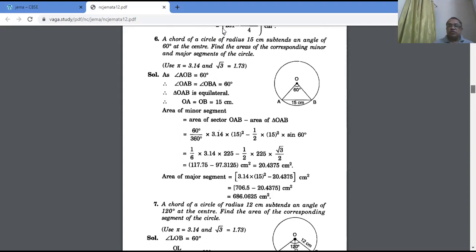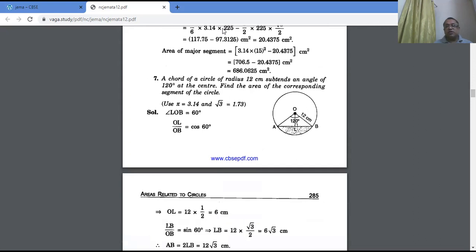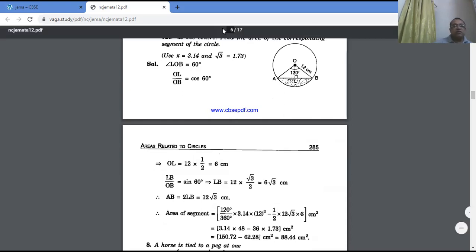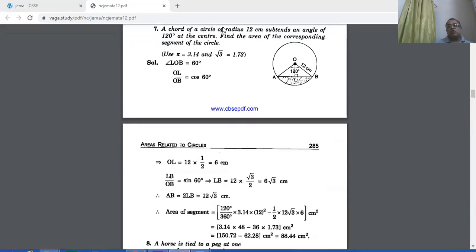Moving on to question number 7, you can mark this important. There is an angle of 120 degrees. A chord of circle of radius 12 subtending an angle of 120. Find the area of the corresponding segment. Okay, so in 2020, of course, due to the COVID condition, this question is cancelled. But otherwise, it was always there, and it will be there next year also. So I'm explaining this nevertheless, that when you are having 120 degrees, the formula will remain same.